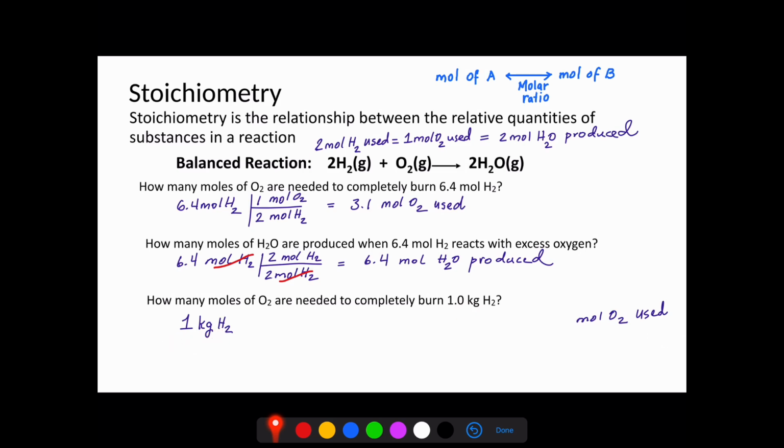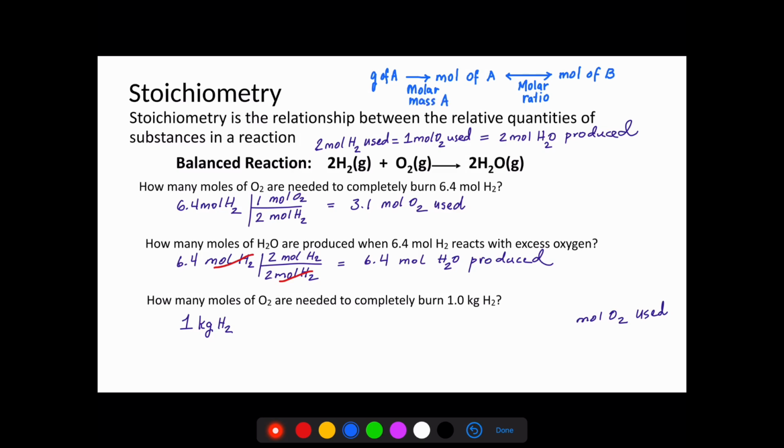You can relate these two using the molar ratio. If you have moles of A, you can go to moles of B. But here I'm not given moles, so I need to convert this to moles. Remember, mass is given to me. If you have mass in grams for A, you can convert it to moles using the molar mass of that substance A.